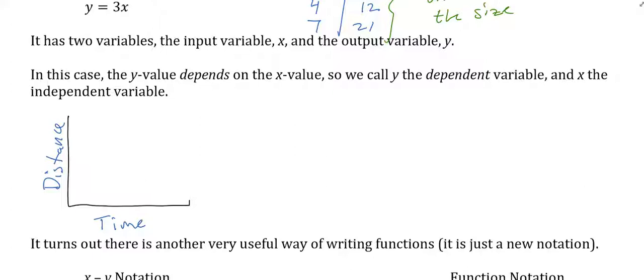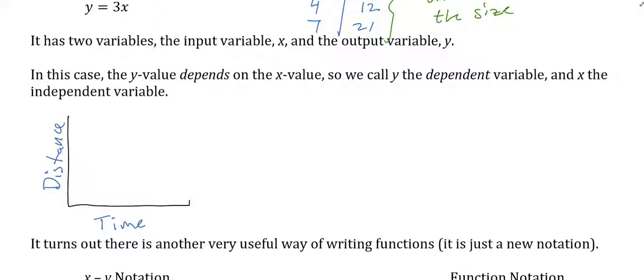It goes up the side, and time would be independent, right? It's not like more seconds passed because you traveled farther. No. If you're going at a particular speed, you travel farther because more time has passed. Do you see how it's a one-way idea, one-way dependency? So distance depends on time.